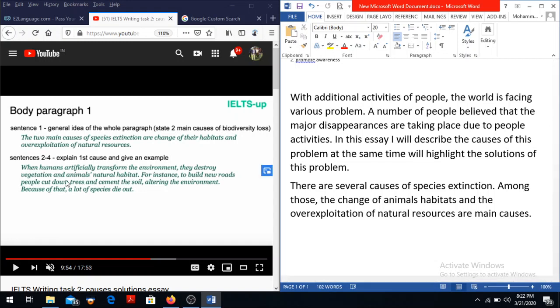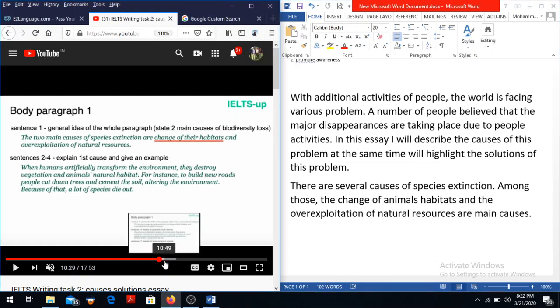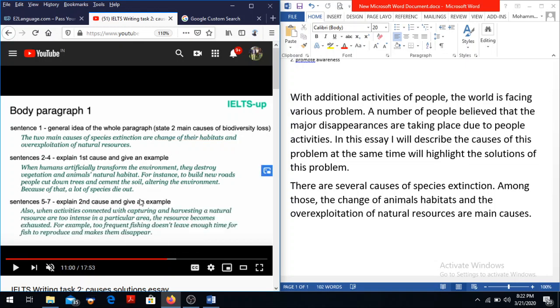Here it is written: when humans artificially transform the environment, they destroy vegetation and animals' natural habitat. For instance, to build new roads, people cut down trees and cement the soil. They alter the environment. Because of that, a lot of species die out. So this is the explanation of the first cause, and we give an example. This is the change of the natural habitat. Now let's go for the second cause.